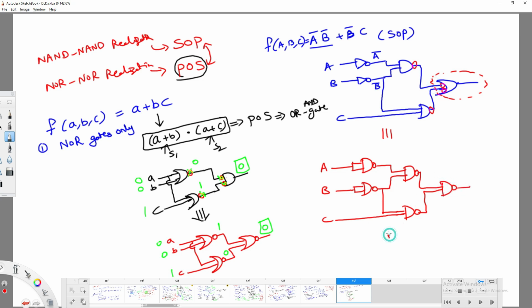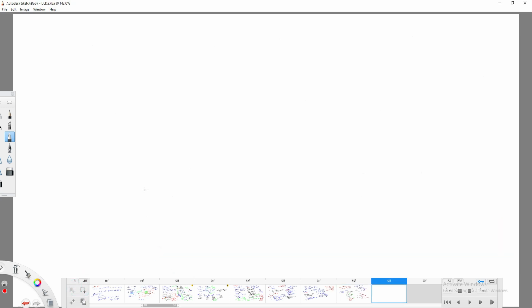This is the corresponding NAND-NAND realization of the above function. Okay, fine. So let me take the last one. For example, if you are going to have a function f which is having x, y, z, try to do it as x plus y bar z, right?